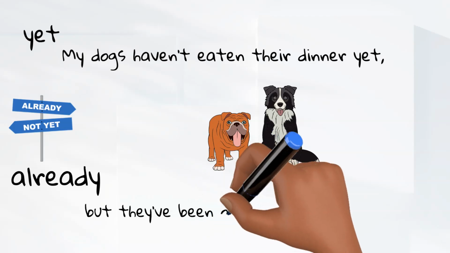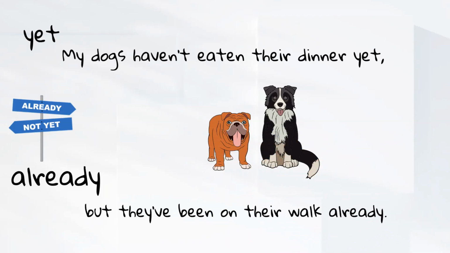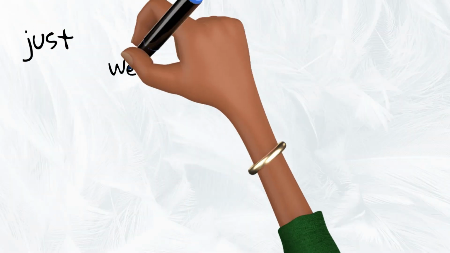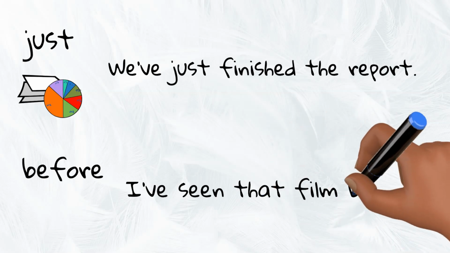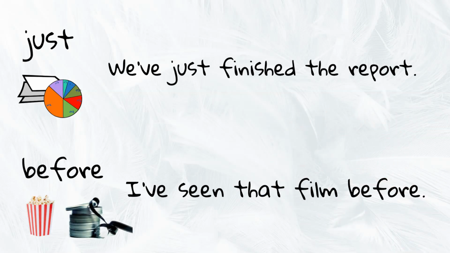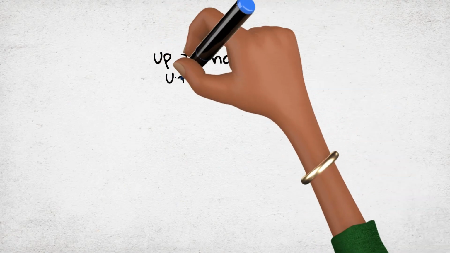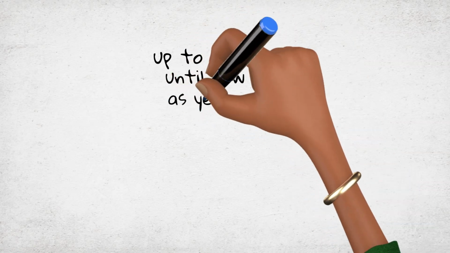And before, so have they had their dinner yet? Not yet. They haven't had their dinner. We've just finished the report. And before, oh, I've seen that film before. So here we have up to now, until now, as yet, so far, thus far.